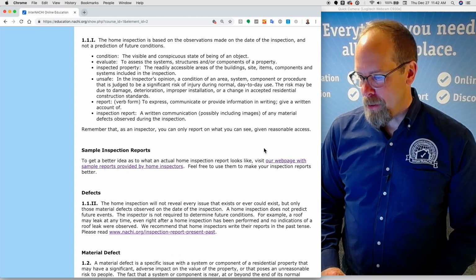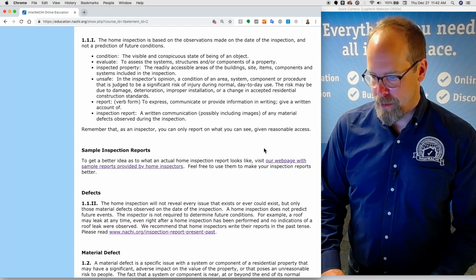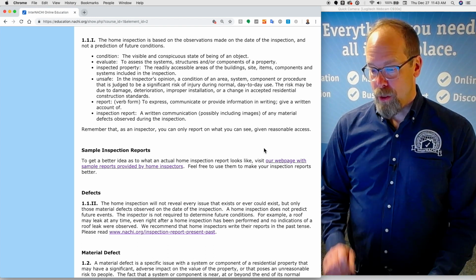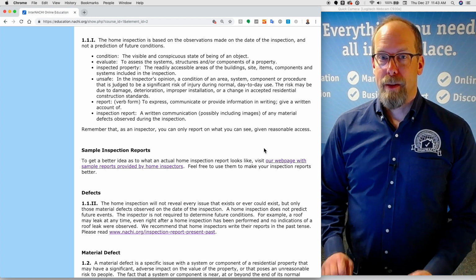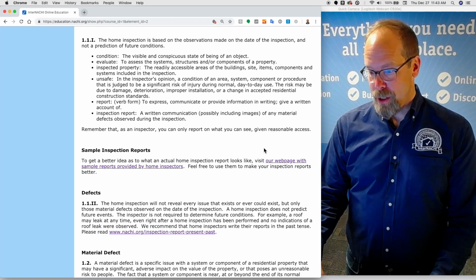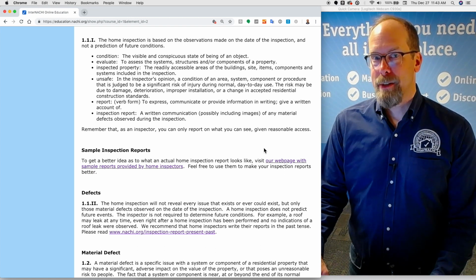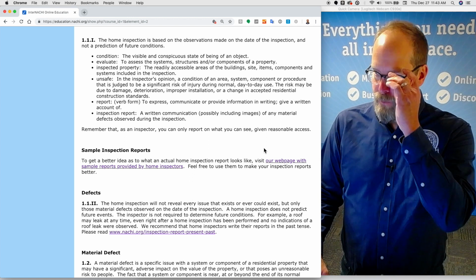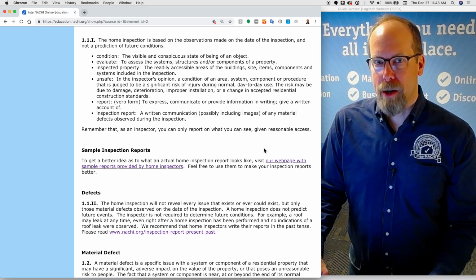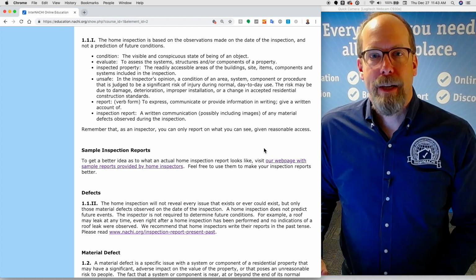The home inspection is based on the observations made on the date of the inspection and not a prediction of future events. So the word condition is a term that's used a lot in a home inspection report. And the condition is the visible and conspicuous state of being of an object. So if you find watermarks on the ceiling, you may report upon the apparent condition.